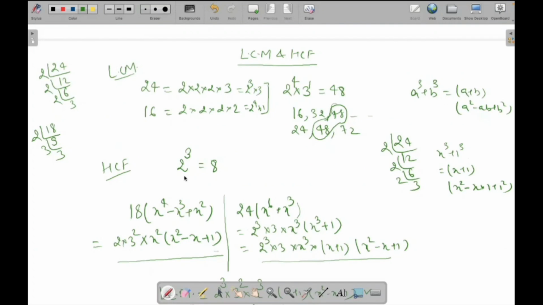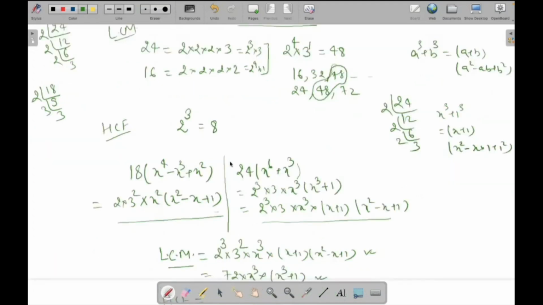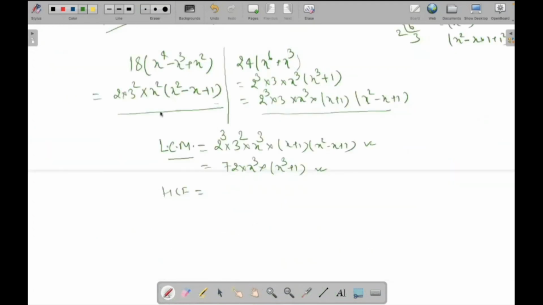Okay, so we check the common one, right? Yes. So here 2 to the power 3 was common in both of them. So for HCF, what will be the common one from these two? HCF is the common. LCM is the highest power of the distinct factors.